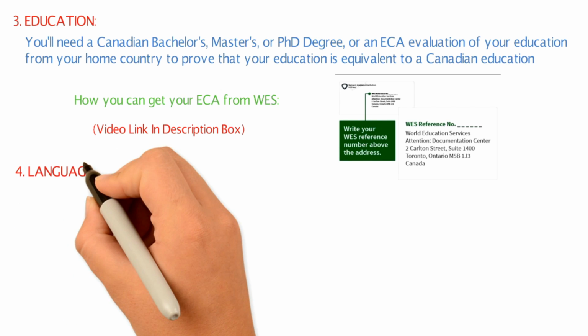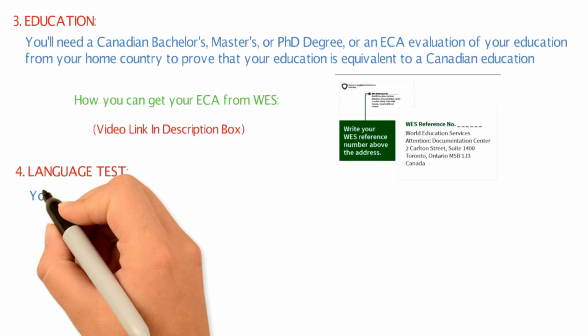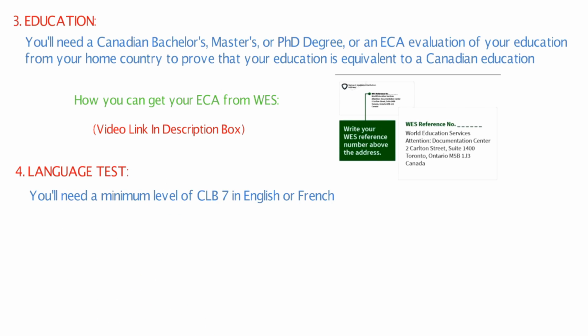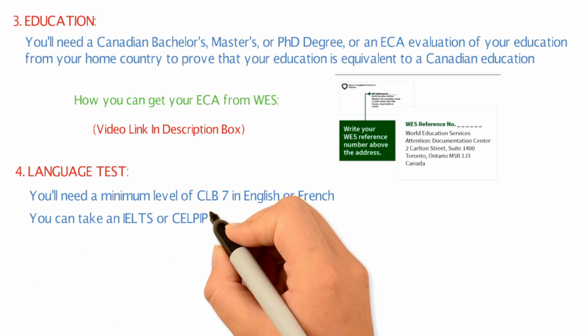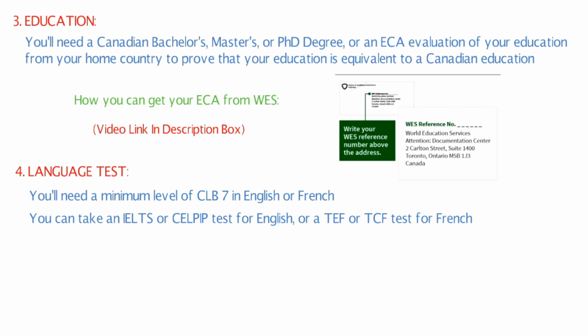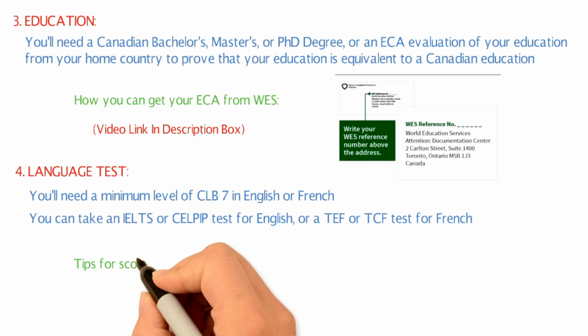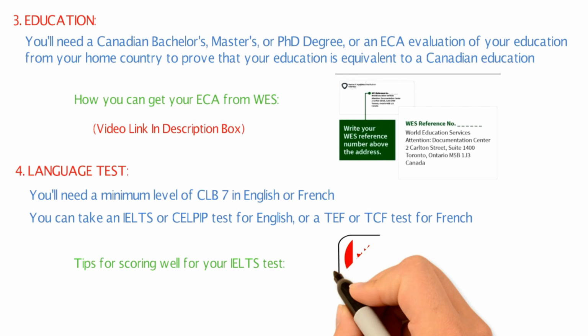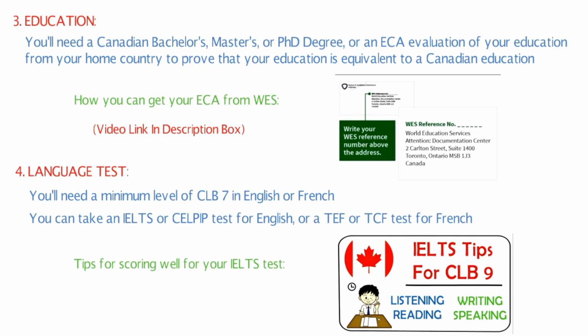Your next requirement would be a language test. You need a minimum level of CLB 7 in English or French in order to get an invitation for OINP tech draws. You can take an IELTS or CELPIP test for English or a TEF or TCF test for French. I made a detailed video with tips for scoring well for your IELTS English test. I'll add a link to this video in the description box as well.